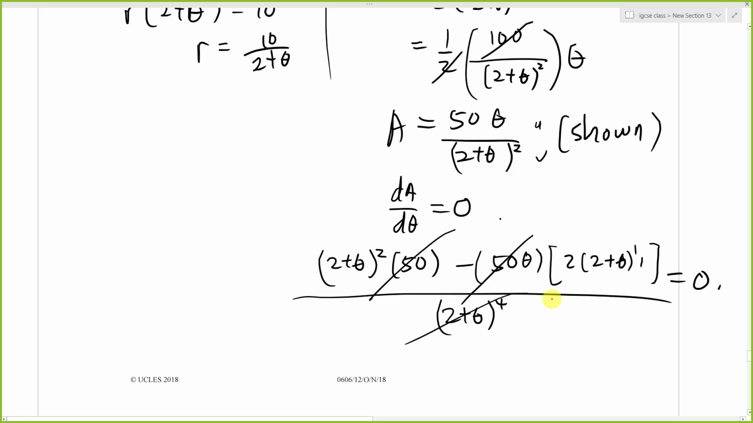I think, can I factorize 2 plus theta? Yeah, I can factorize 2 plus theta here. Or you can just expand it if you want. Then I get 2 plus theta. This one is simplified already.